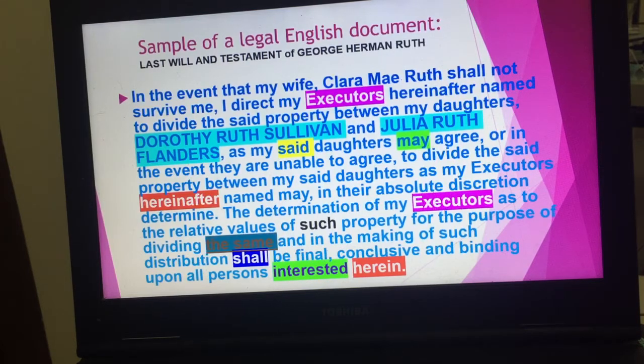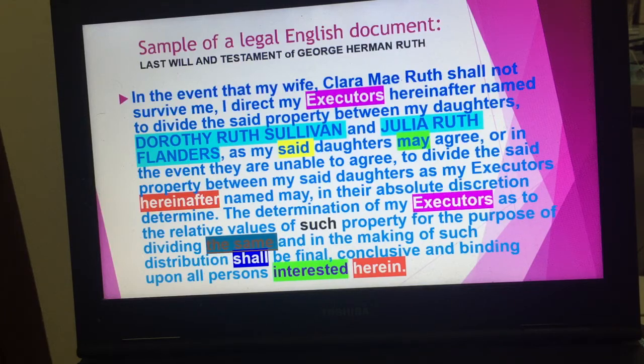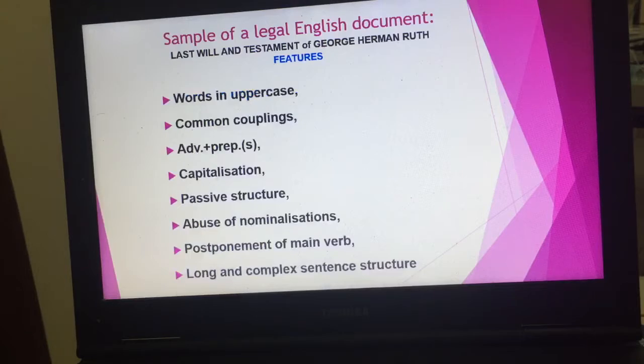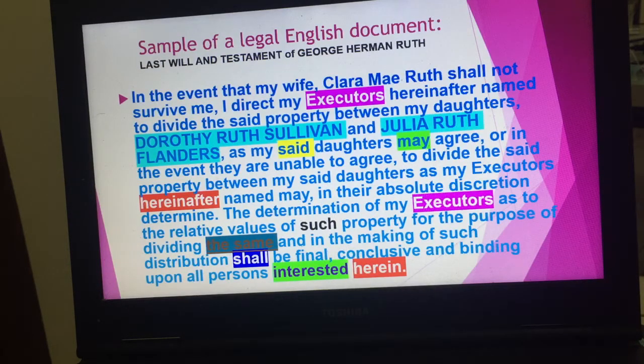Now, following the second concept that's been mentioned, when we said first and second in this document, which is a sample of a legal English document, the second document is not finished. It consisted of two paragraphs, two sentences rather. The first sentence was this one, second, meaning the second item, and this is part of the second item.